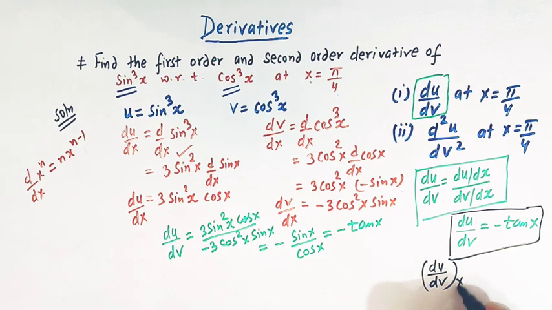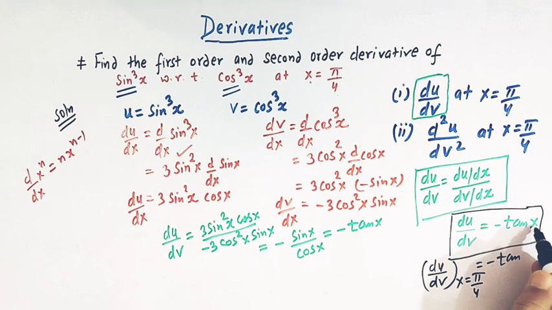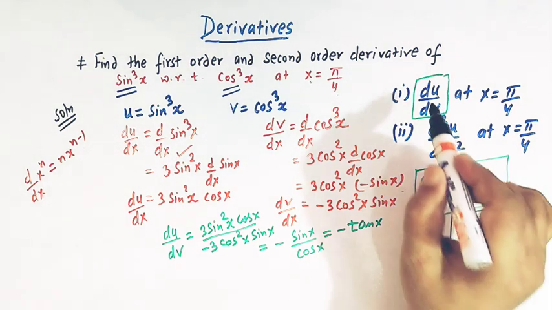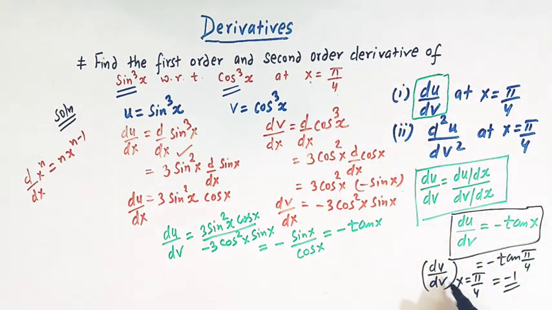And at x is equal to pi by 4, we can find out the derivative, that is du over dv at x is equal to pi by 4, by substituting x is equal to pi by 4 in this expression, that is minus tan x. So this is tan pi by 4, right? And tan pi by 4 is tan 45 degrees, so this is 1, so we have minus 1. So du over dv at x is equal to pi by 4 is equal to minus 1.